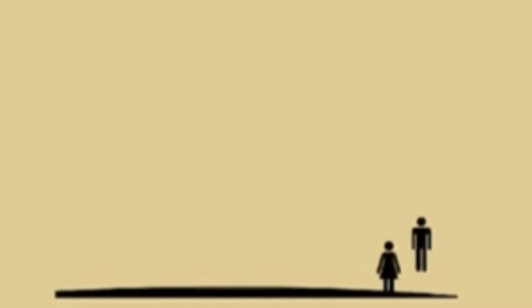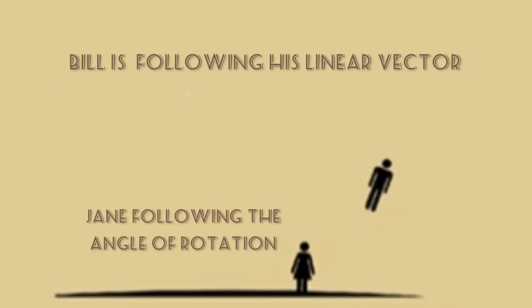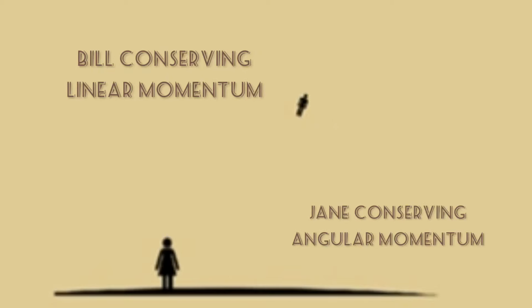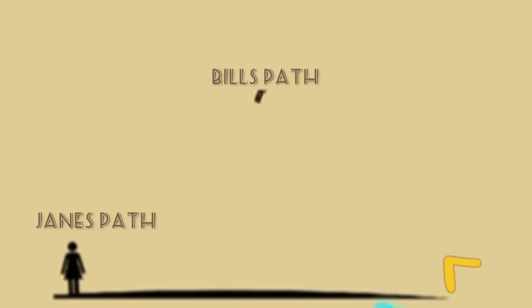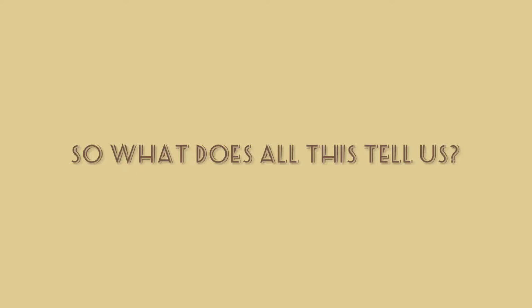Let's slow it down a bit. Jane, Bill. Bill has left Earth's surface. Jane is still on Earth's surface. Bill following linear vector, Jane following the angle of rotation. Bill rising in altitude from surface. Bill conserving linear momentum, Jane conserving angular momentum. So because Jane is moving on the curved surface, it seems Bill's linear momentum is curved.